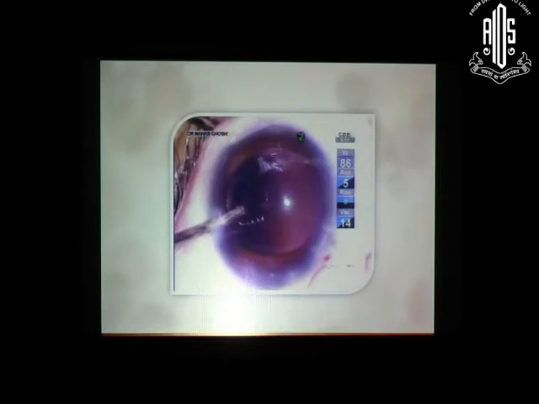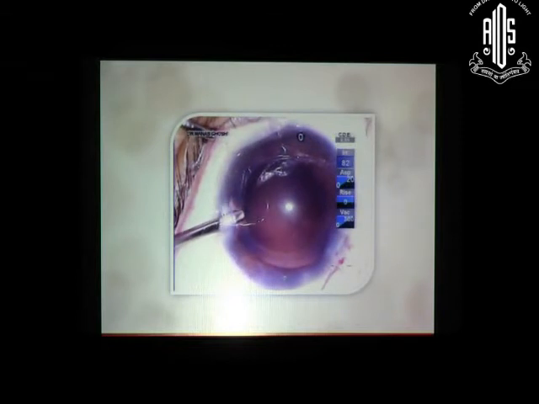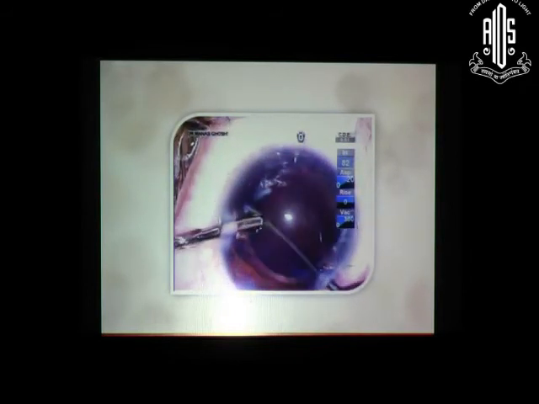Now once I completed irrigation, I took out, again there is progressive miosis. Once I introduce again, there is further deepening, and putting the IOL with continuous irrigation, a 3-piece foldable IOL, and you see. So I complete this, sealing the incision, and that completes it. Thank you.